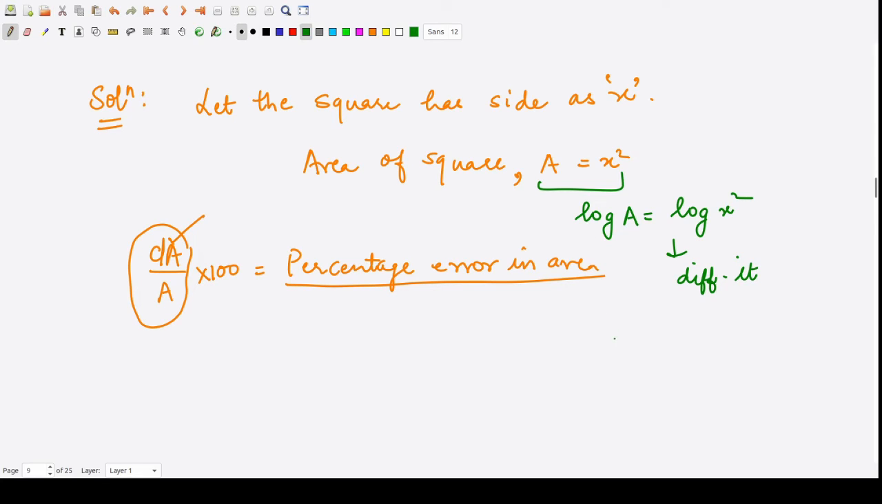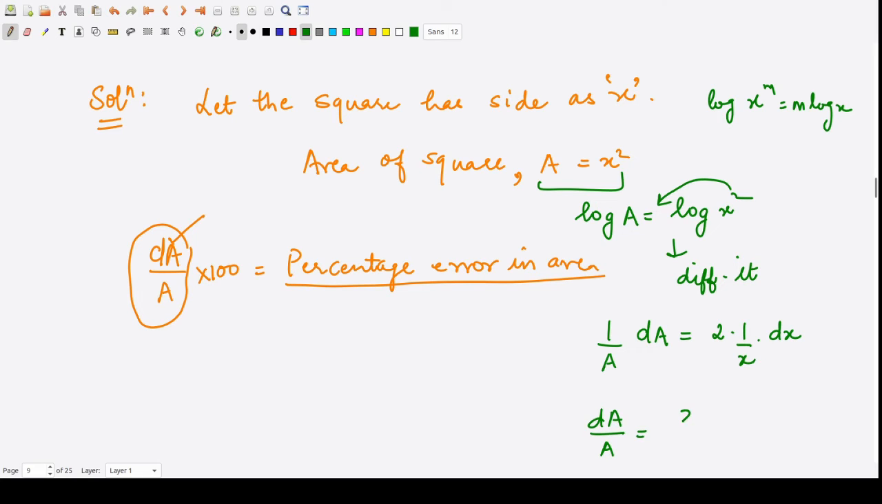You have the derivative of log A as 1 by A, and then the derivative of A is dA. Now this power could also come in front of log using the properties of log, because log of x raised to power m is m log of x. So accordingly this is equal to m, and here m is 2, right? So 2, the derivative of log x is 1 by x into the derivative of x, that is dx. So we have dA by A equal to 2 times dx upon x. So this expression we have obtained.